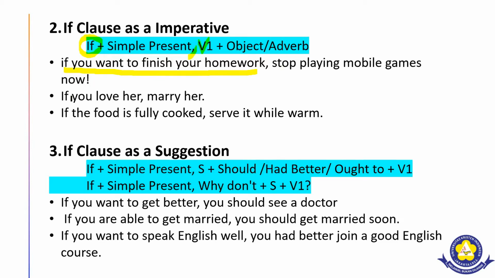The second example, if you love her, marry her. So, the conjunction if, followed by simple present, you love her, this is the simple present. Then the comma, the punctuation, then marry her. The verb 1, then the adverb.